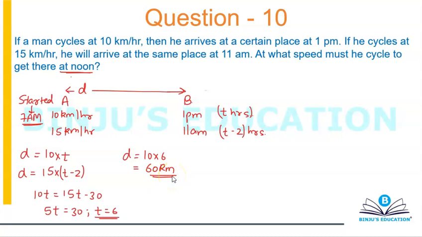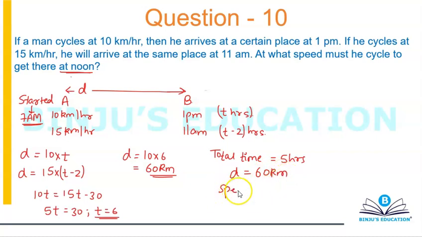Now what's the question? At what speed must he cycle to get there at noon? Now if he started at 7 a.m. and if he wants to reach his destination at noon, that means he took a total of 5 hours. So total time that he took will simply be equal to 5 hours. Distance is equal to 60 kilometers.